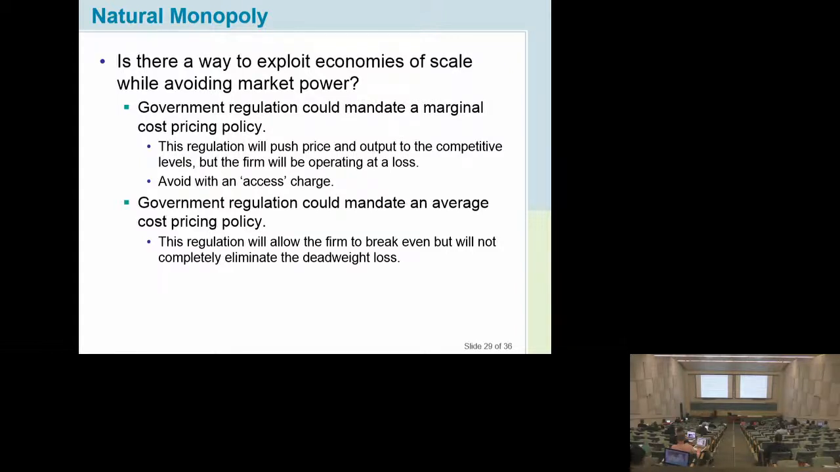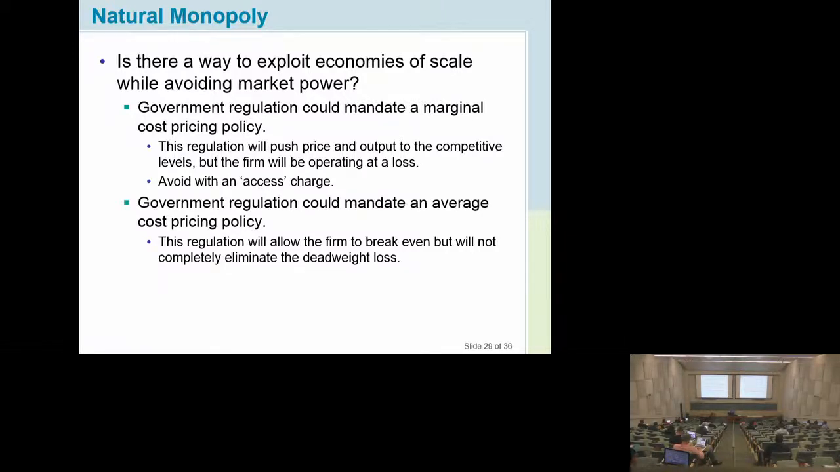So you can go for the gold, so to speak, by trying the more complicated P equal to MC plus access fee route. Or you can say, close enough, P is equal to AC, keep it simple. A little bit of inefficiency, nah. So there's your policy trade-off. And there it is written up there: this regulation will allow the firm to break even, but will not completely eliminate the deadweight loss.